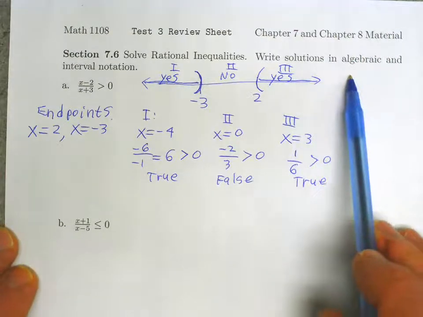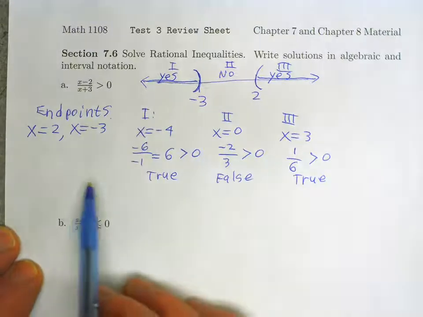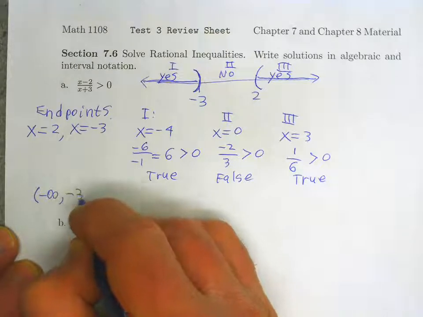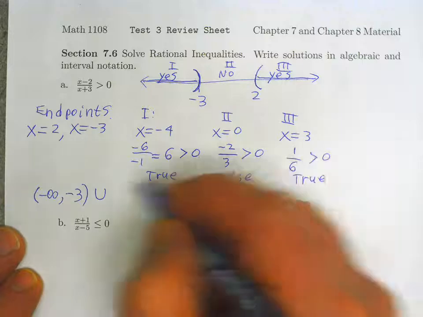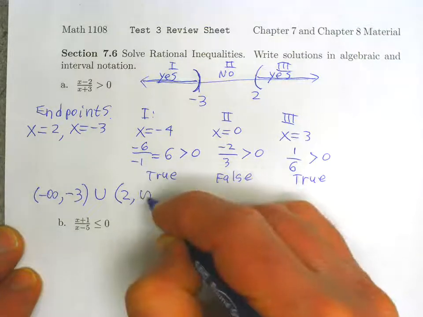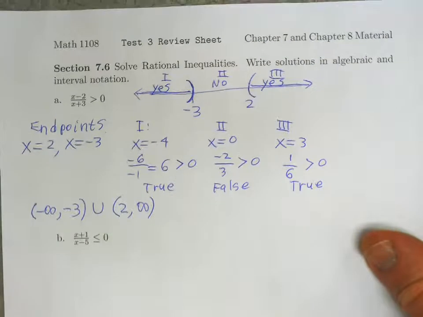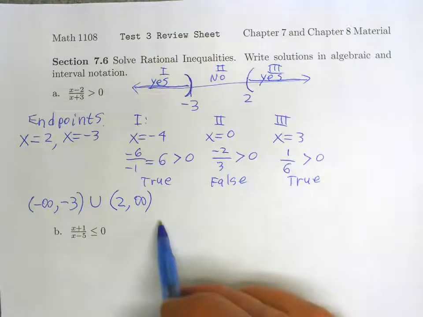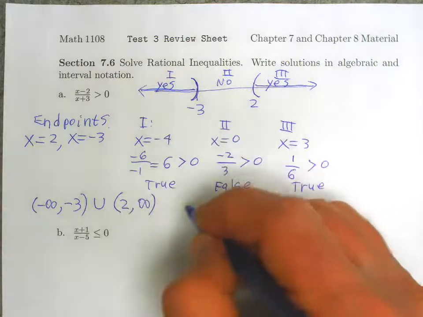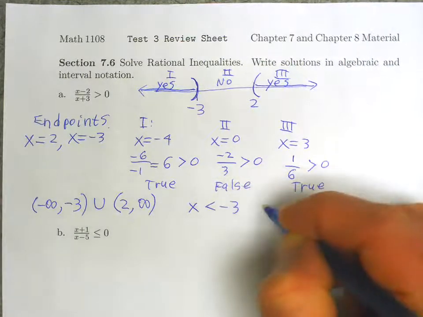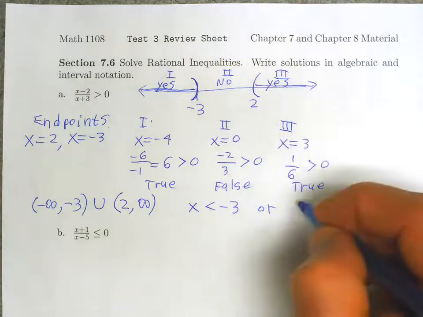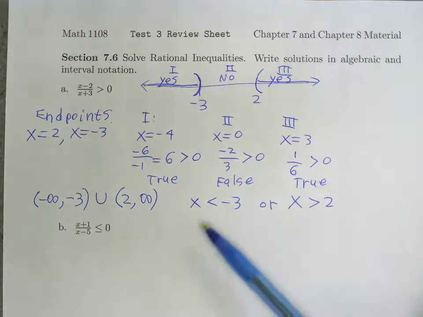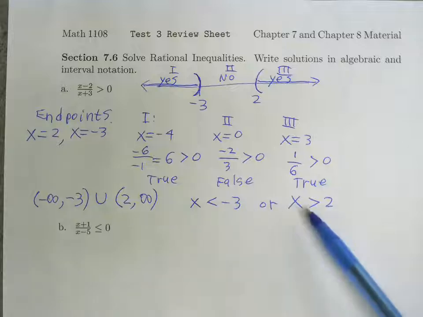Okay, this says write solutions in algebraic and interval notation. So the interval notation is parenthesis negative infinity comma negative 3 parenthesis, and then union parenthesis 2 comma infinity. That's the interval notation. And then the algebraic notation, this part of the number line is x is less than negative 3. And then we write the word or, and this part is x is greater than 2. This is the algebraic notation. Algebraic involves the variable as expected.